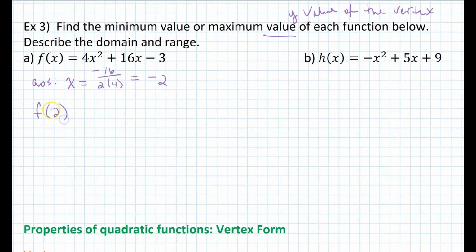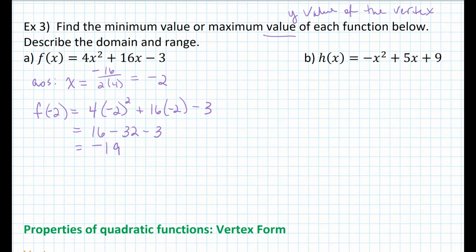So f of negative 2 is equal to 4 times negative 2 squared plus 16 times negative 2 minus 3. Okay, negative 2 squared is positive 4. Positive 4 times positive 4 is 16. 16 times negative 2 is negative 32, minus 3, and we end up with negative 19.